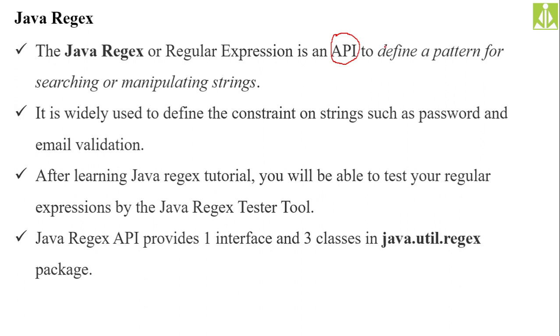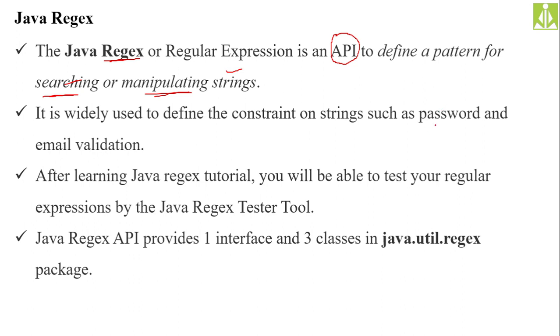So regular expression is nothing but an API. Regex is an API to define a pattern for searching. Generally we create a pattern using this regex, to perform searching or manipulating the strings. So in order to manipulate the strings, basically we use this regex. Regex patterns are widely used to define constraints on strings such as password and email validation.